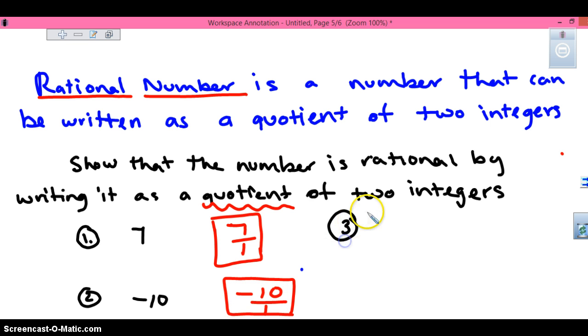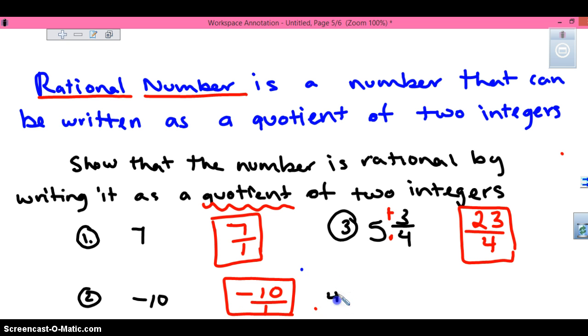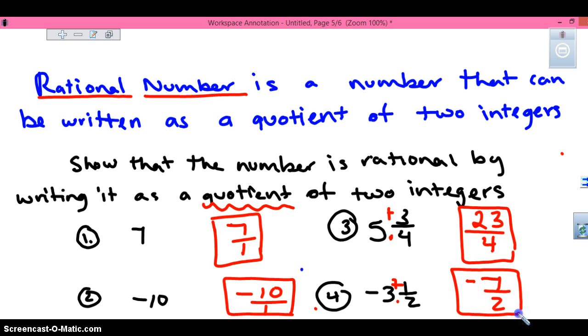How do we show that 5 3/4 is a rational number? Well, this is a mixed number. Can we write it as an improper fraction? 4 times 5 plus 3, so that would be 23 over 4. What if we have -3 1/2? 2 times 3 plus 1, 7 over 2, and we keep it negative, right?